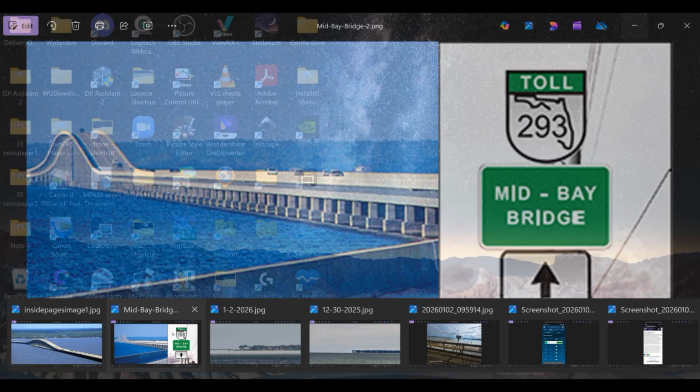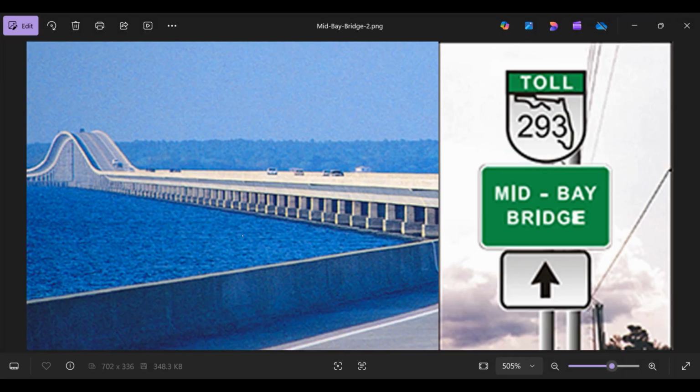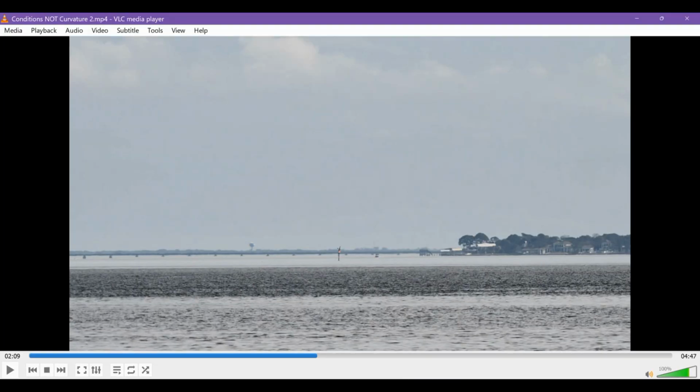Here is another picture of it. See, the part I'm filming, you see these supports underneath, which are these right here.